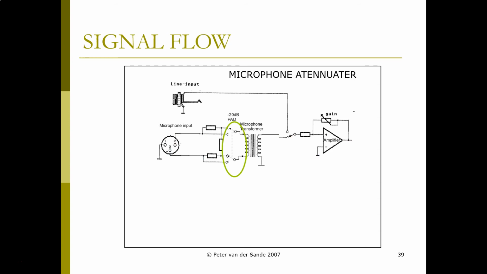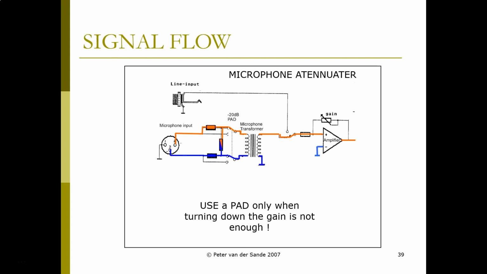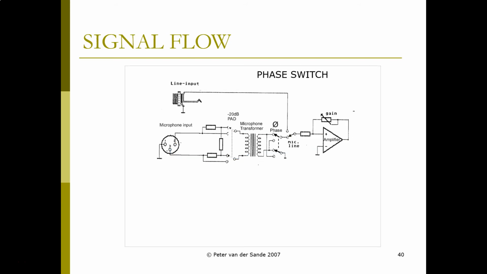Now, adding the pad to the circuit, we're going to add these three components into our circuit. So the positive lead is now going to follow this orange path, meaning that part of the signal is going to be diverted through the vertical resistor, and the pad again is only used when turning the gain down is not enough. And now we see the negative signal follows the blue path. So we've basically added those three resistors, the orange and the blue, and then the orange-blue combination to give us our signal flow.